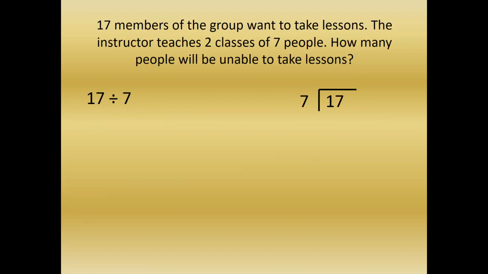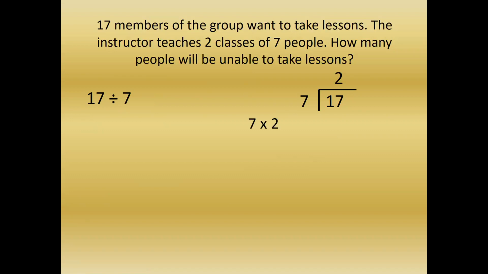How many times does 7 go into 17? Go through your 7 times tables. So you can do 7 times 1, which is 7, 7 times 2, which is 14, 7 times 3, which is 21. Oh, but 21 is bigger than 17, which means it must be 7 times 2, which is equal to 14. So the 2 goes above the 7.